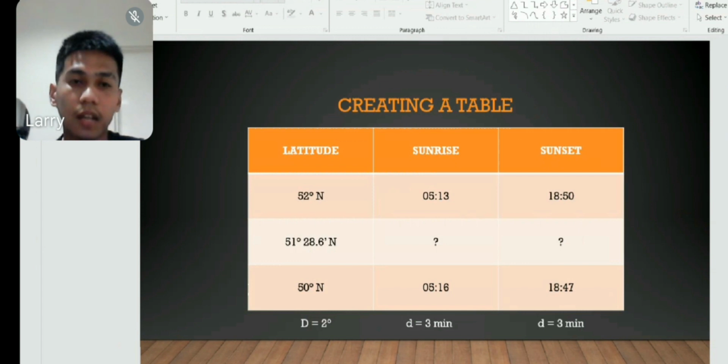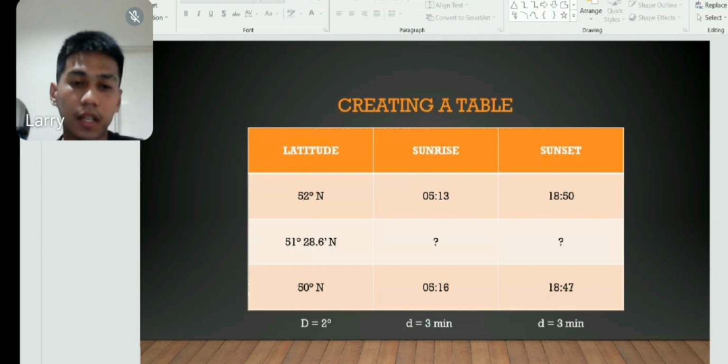So after that, we must create a table. It will look like this. Sunrise, so latitude 52 degrees north: sunrise is 5:13 a.m. and the sunset is 4:50 p.m. Then 51 degrees 28.6 minutes north, the sunrise is unknown and the sunset is unknown. Then 50 degrees north, the sunrise is 5:16 a.m. and the sunset is 4:47 p.m.